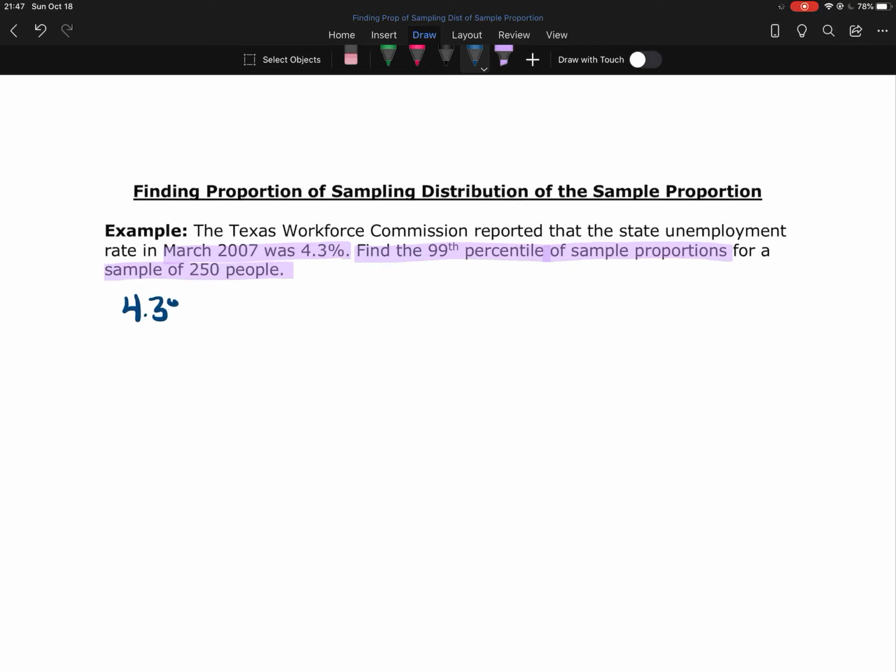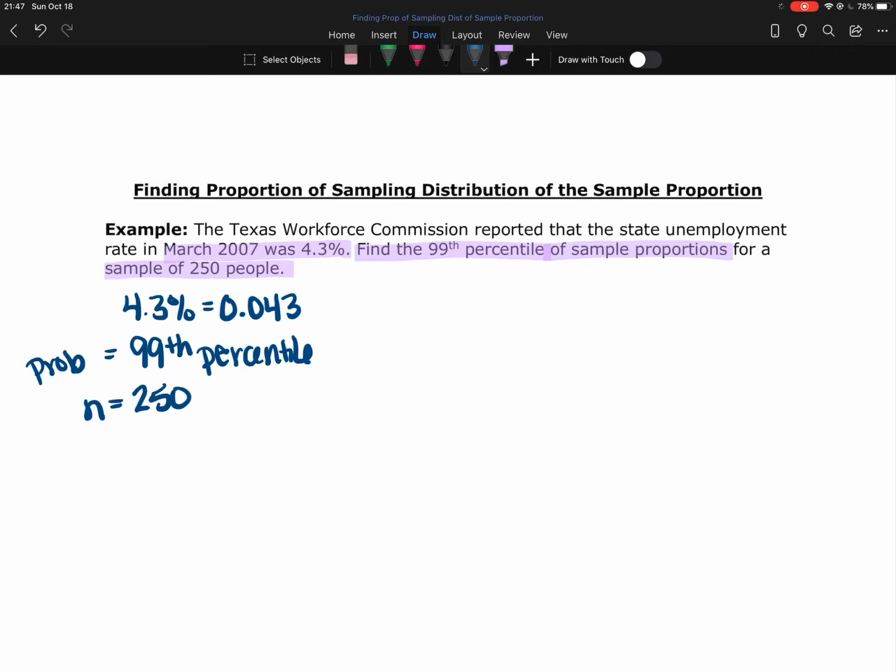So here we go. I have 4.3%, which is 0.043 as a decimal. I have the 99th percentile, and I have 250. So 250 is my sample size, so that's n. The 99th percentile, that's the probability. And remember, percentiles give us the area or the probability to the left. And then this unemployment rate of 4.3% is for all of Texas, so that's going to be our p.